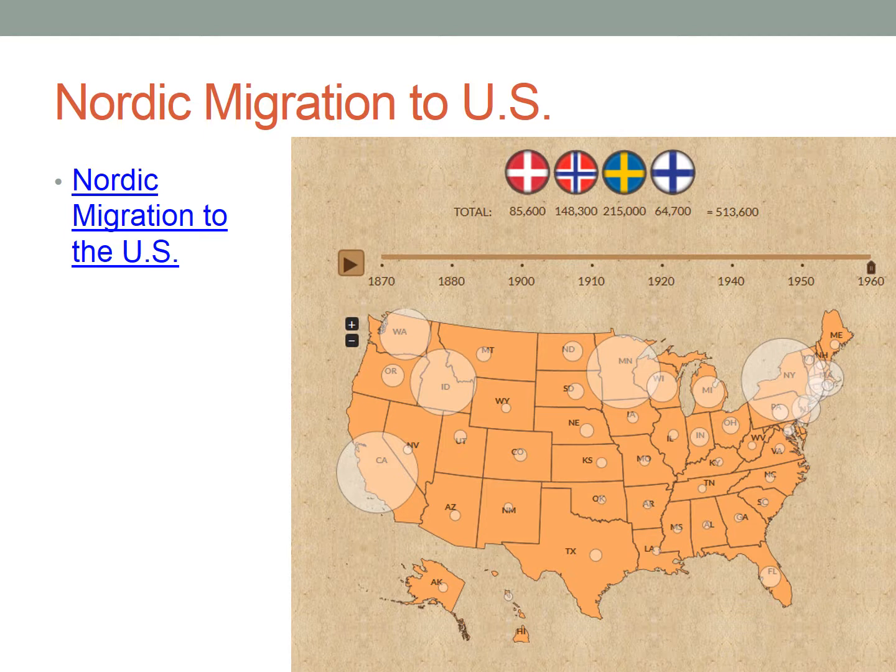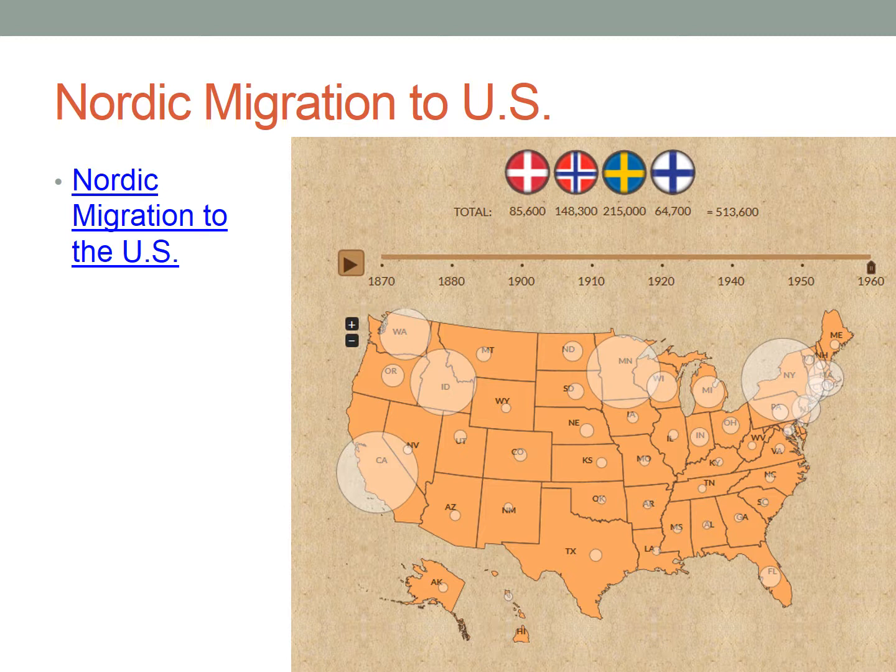All right, so let's take a look at just one of those phases. In this case, looking at late 1800s, 1880s, 1890s, of Northern Europeans migrating to the United States. In this case, it was Nordic migration to the U.S. So in this case, we're talking about Norway, Sweden, Finland, Denmark to the United States. And this is a link to a website, and you can actually go there. It's time-lapse, so you can click play and see the shapes change and things like that.